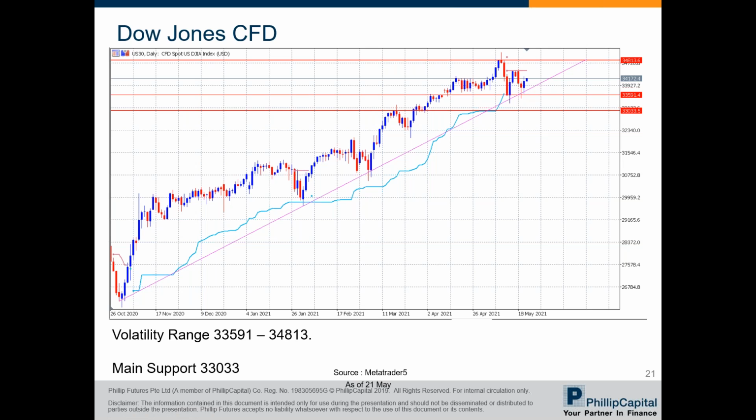So the swing up could be reaching towards 34,813, which is shown by the red line over here, right? So this is the resistance level, or the first target level. And this will be the range for the swings for now until one side emerges as the winner.